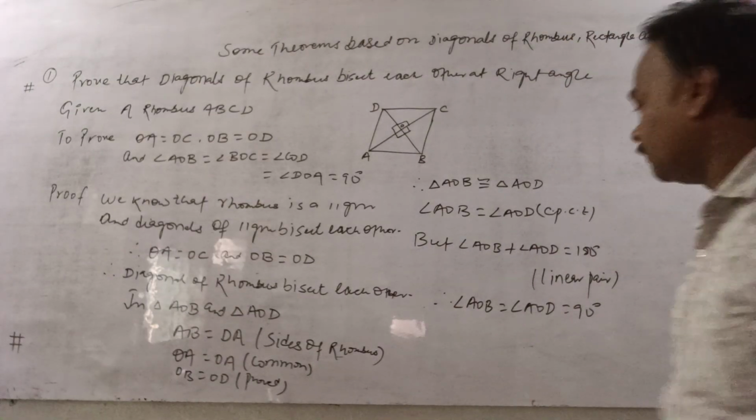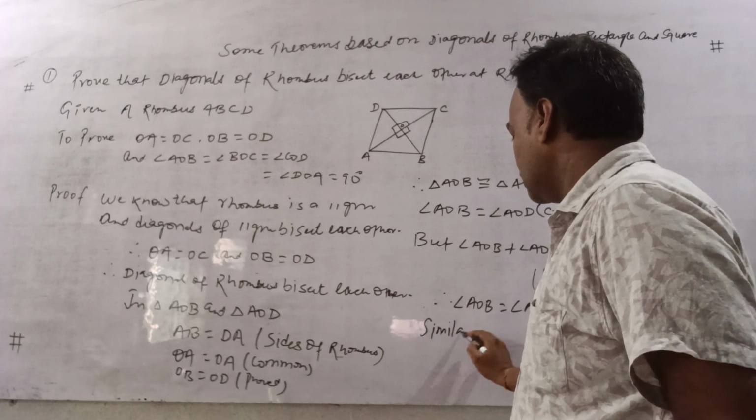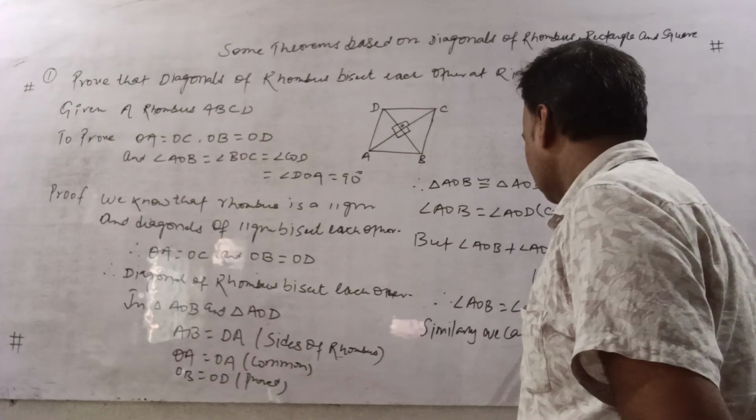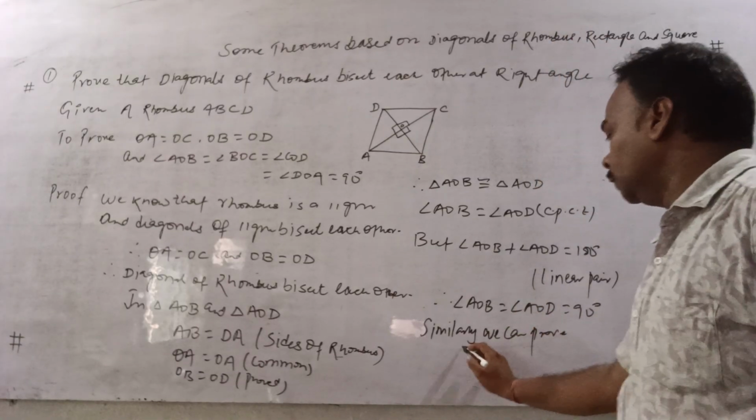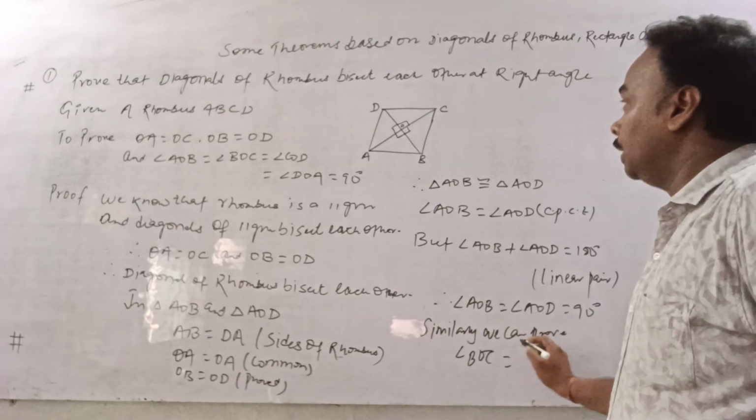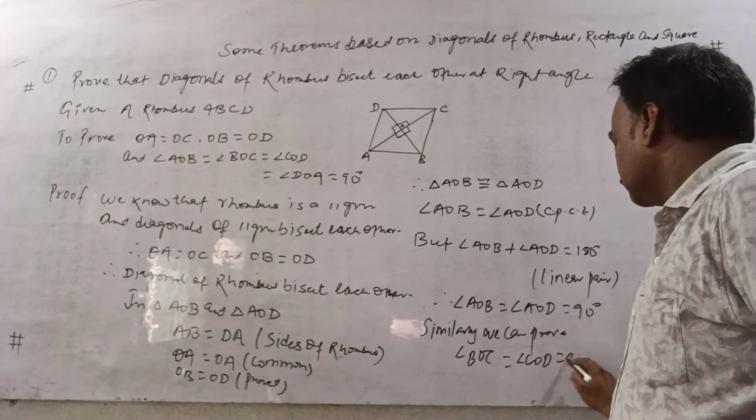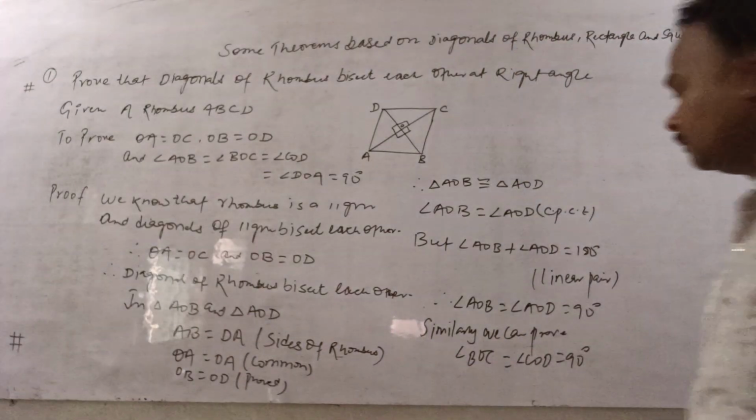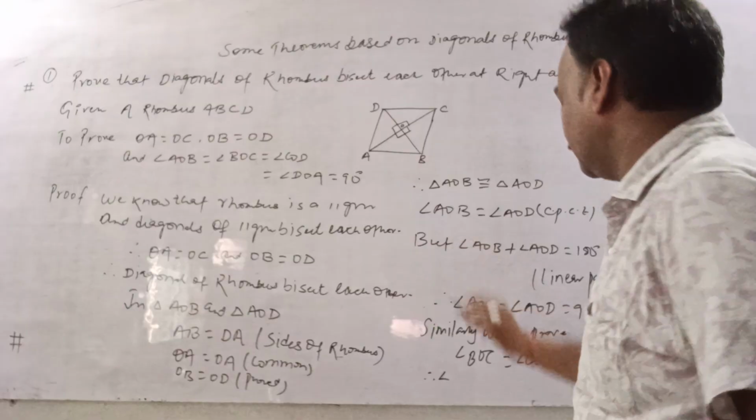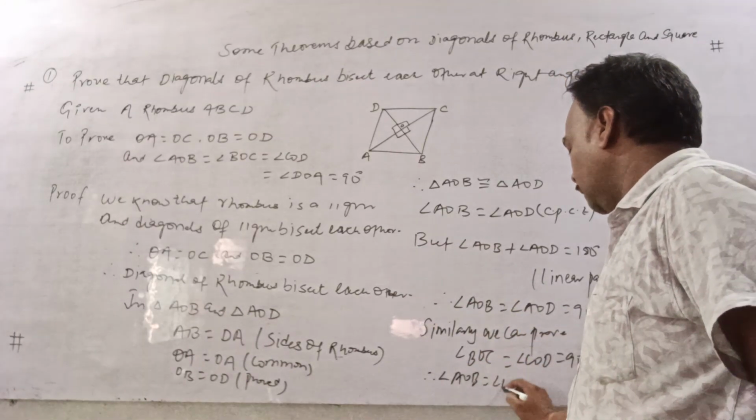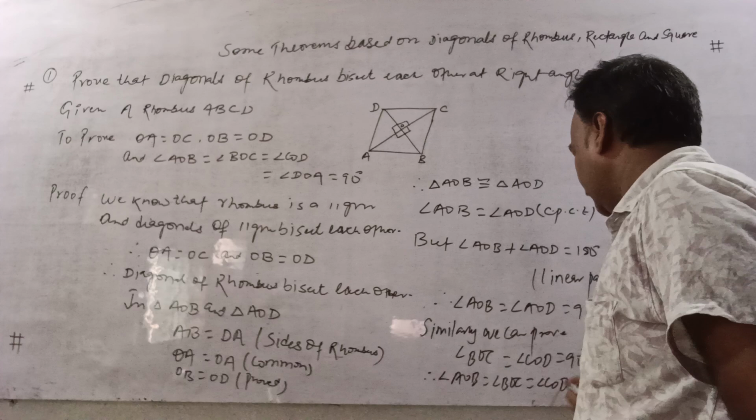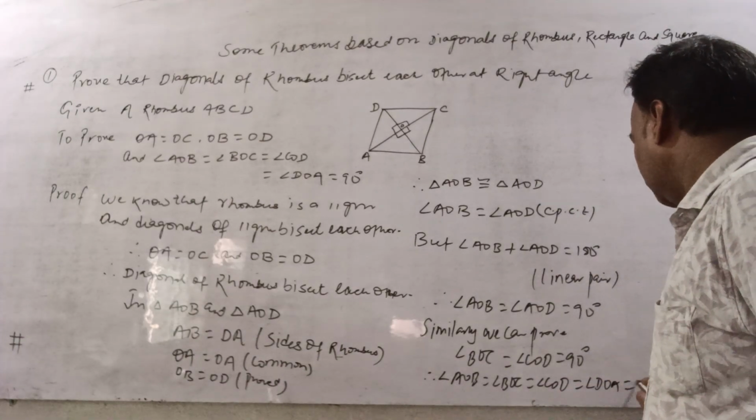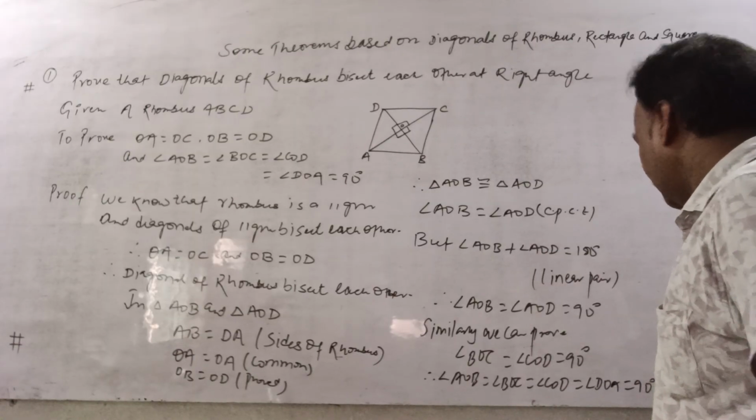Clear? Similarly, we can prove angle BOC is equal to angle COD is equal to 90 degrees. Therefore all angles are 90 degrees here. Therefore angle AOB is equal to angle BOC is equal to angle COD is equal to angle DOA is equal to 90 degrees. Proof. Clear?